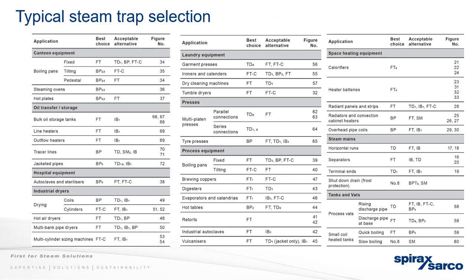If we then go down to, say, hospital equipment, so autoclaves and sterilizers, which we spoke about briefly earlier, first choice would be a BP, so bimetallic trap, but you can use a float trap. Again, we can supply the PDF version of this, and it gives you an idea of the right usage. If you give your details and request it on the form at the end, we can supply you.